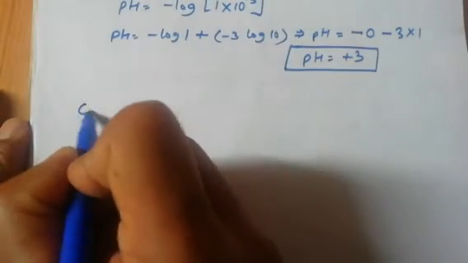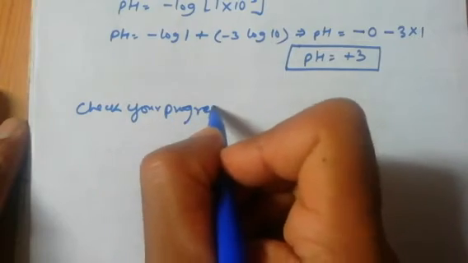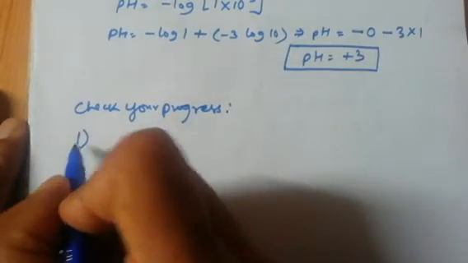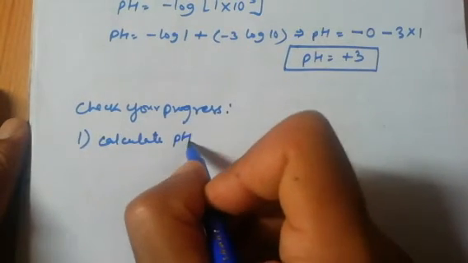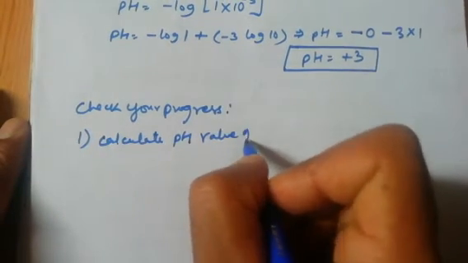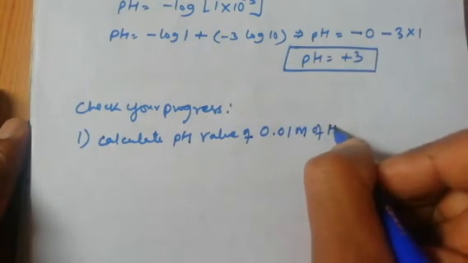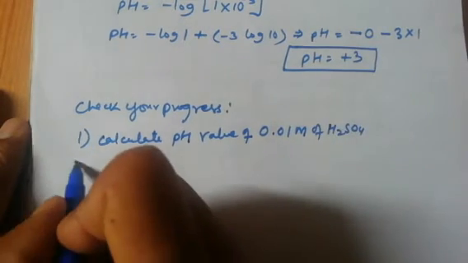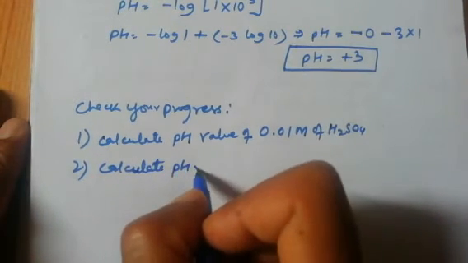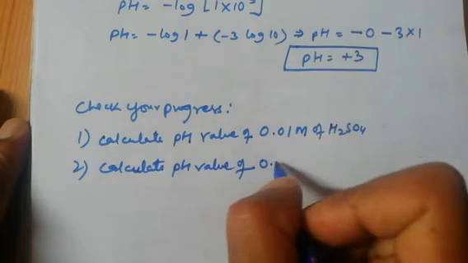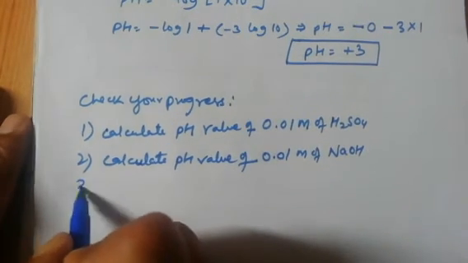I'm giving you some exercises, to check your progress, some assignments so you can check yourself. First question: calculate the pH value of 0.01 mole of H2SO4. Second, calculate the pH value of 0.01 mole of NaOH base.